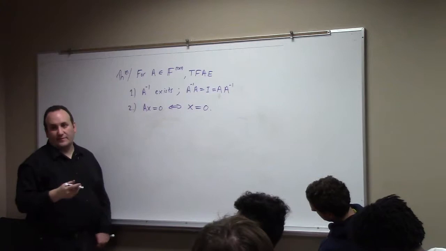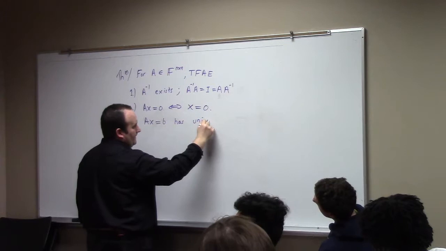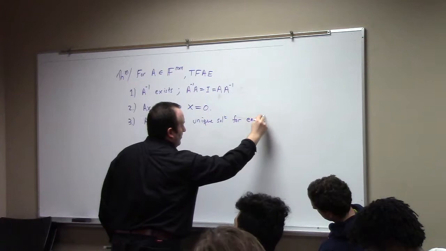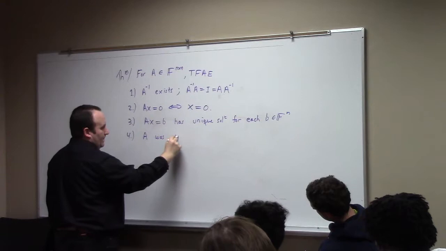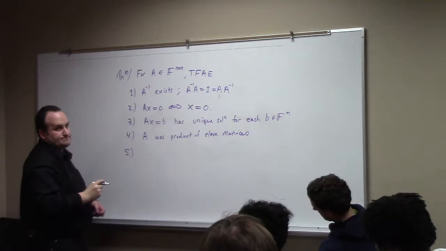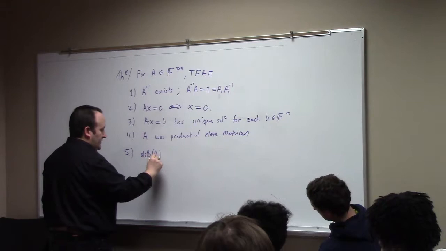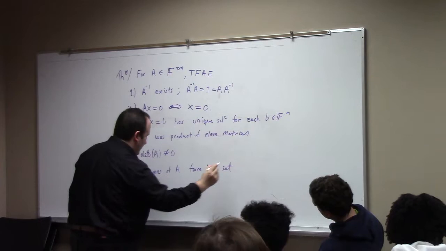What was another characterization we had? Three, AX equals B has a unique solution for each B, right? What else do we have? Another way we could say it was A is a product of elementary matrices, right? And what can we add to this list today? Yeah, determinant of A is not equal to 0. In fact, we could add a 6: the columns of A form a linearly independent set. In fact, from our work already, we could add a 7: the rows of A form a linearly independent set.